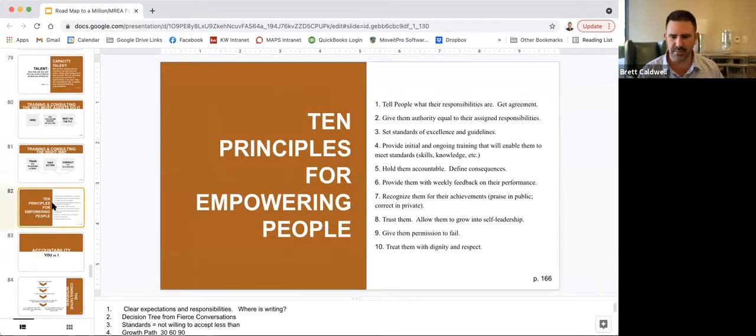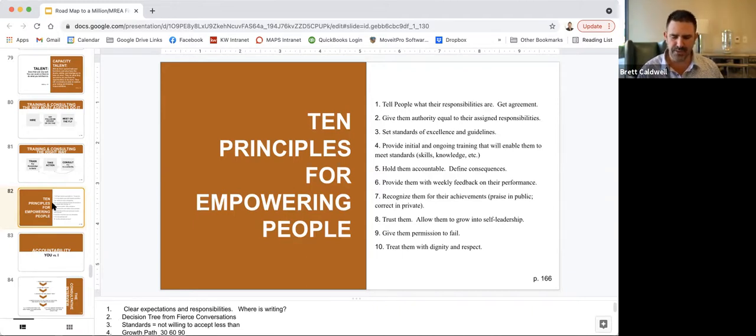There are 10 principles on page 166 in The Millionaire Real Estate Agent that talk about the principles for empowering people. Number one is tell people what their responsibilities are and get agreement. I wrote down, get clear on your expectations and responsibilities and put it in writing. I think it's important to have things in mutual agreement, and mutual agreement tends to happen in writing because the room for confusion is minimized if you have things in writing.